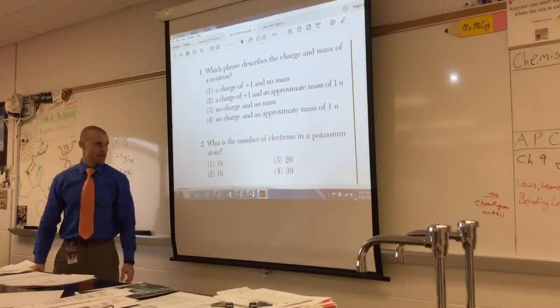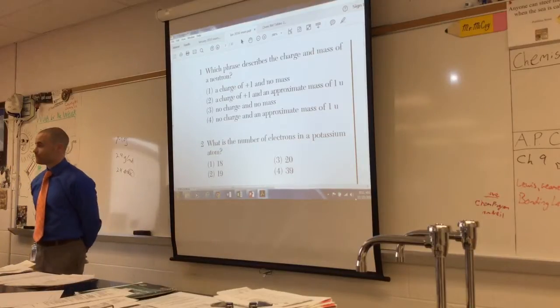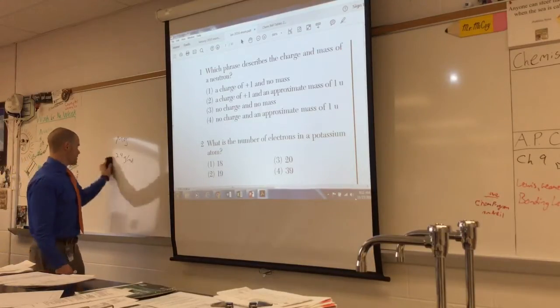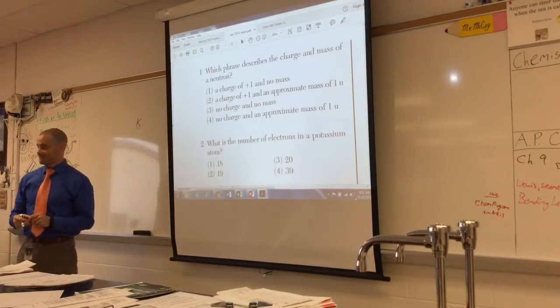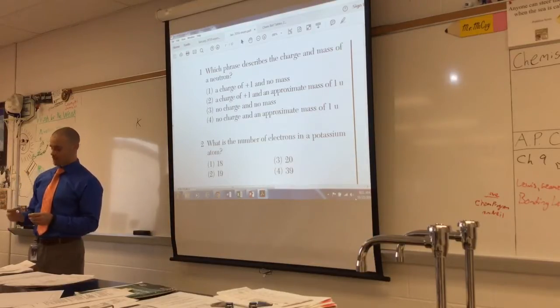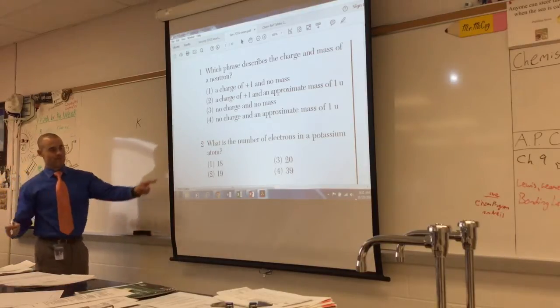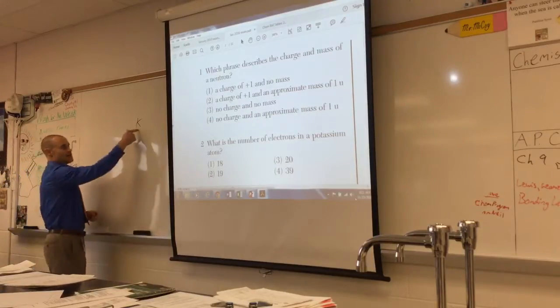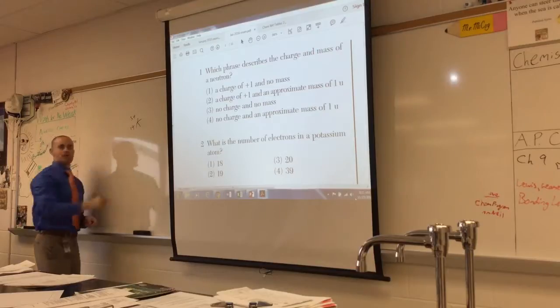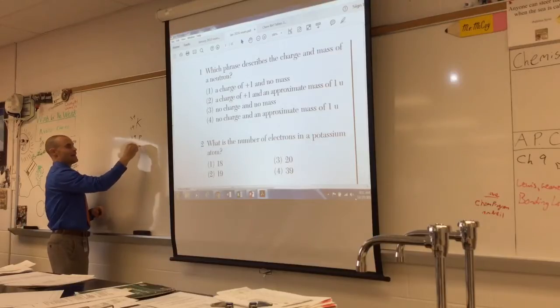2, what is the number of electrons in a potassium atom? 19. How do you know? Good. Read the key on the top. What was that number? Atomic number, right. In a neutral atom, if you see the word atom, it means neutral. What does that mean? It has the same number of protons and electrons. So potassium has a mass of 39, atomic number 19. That is the atomic number. That tells me we have 19 protons and 19 electrons.